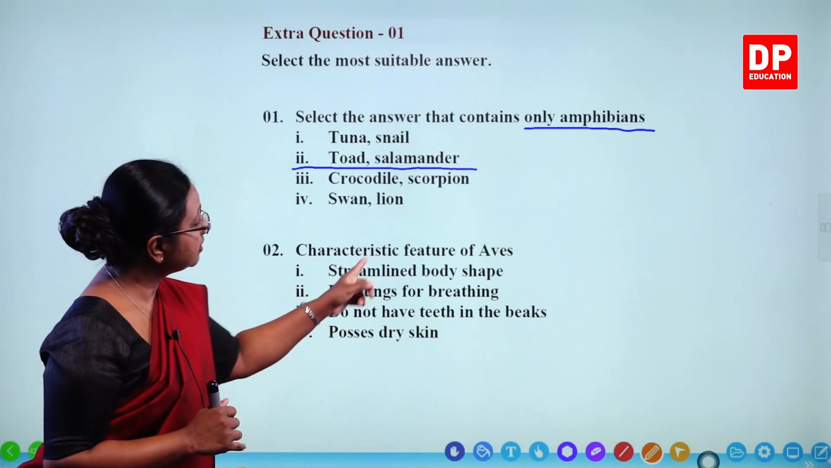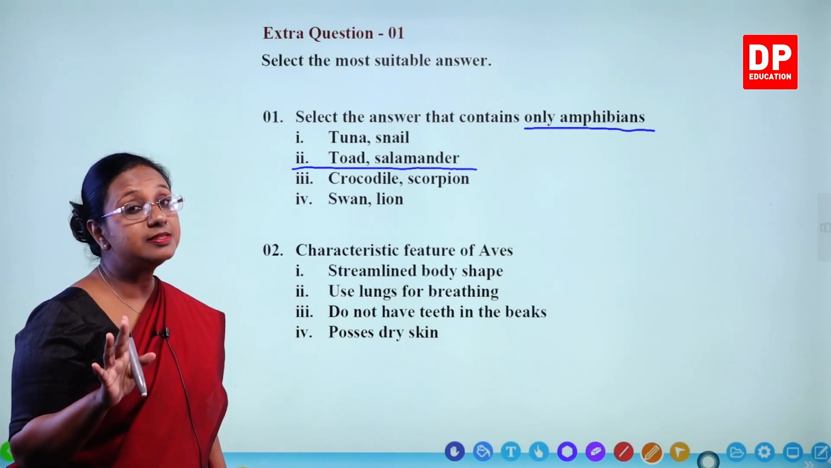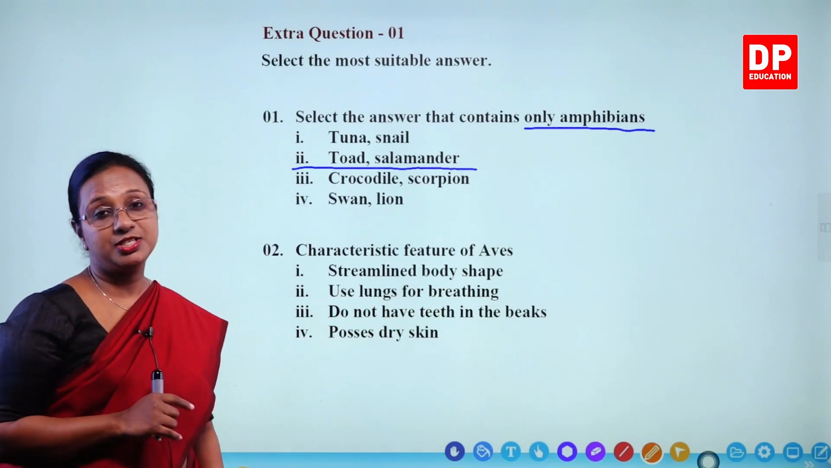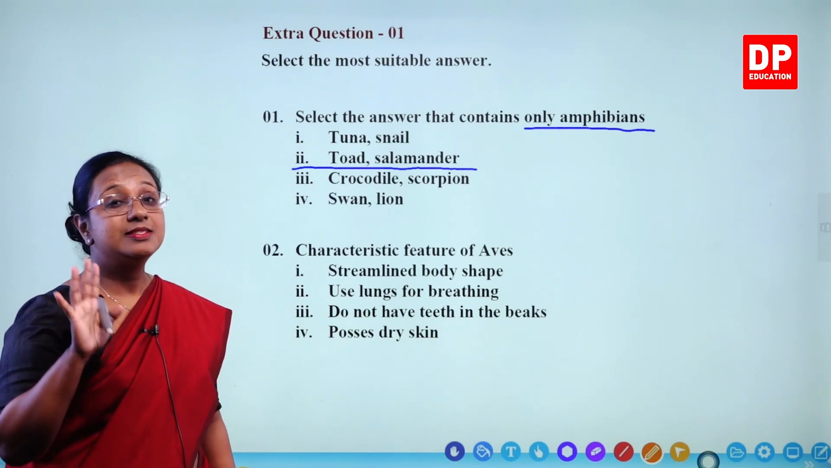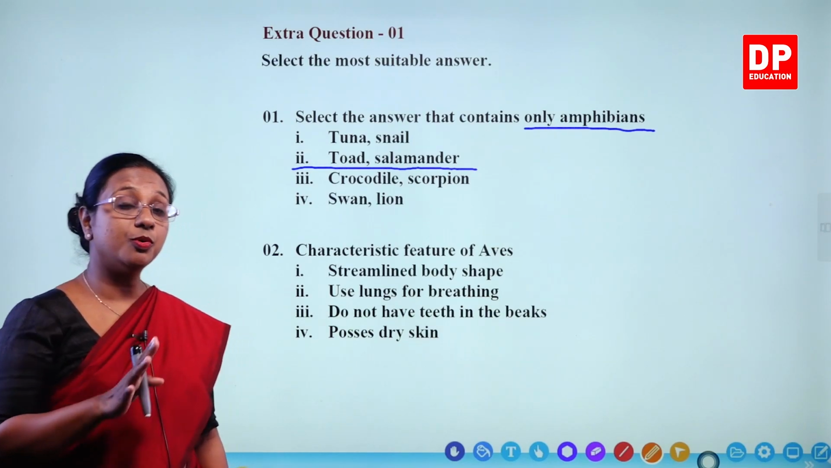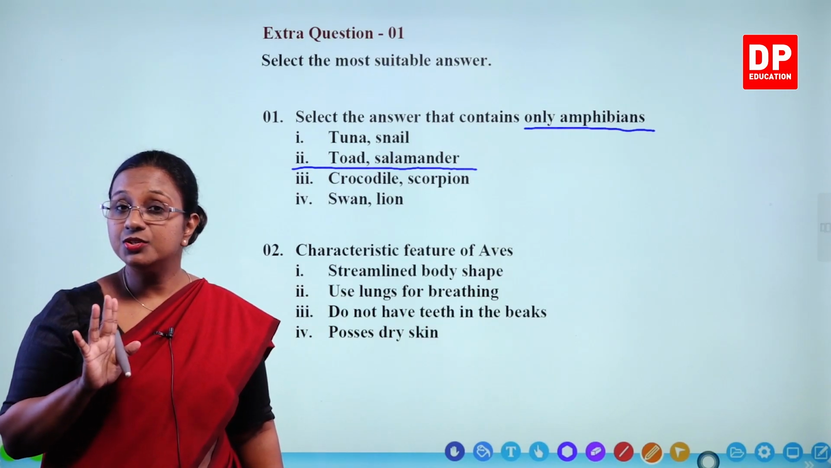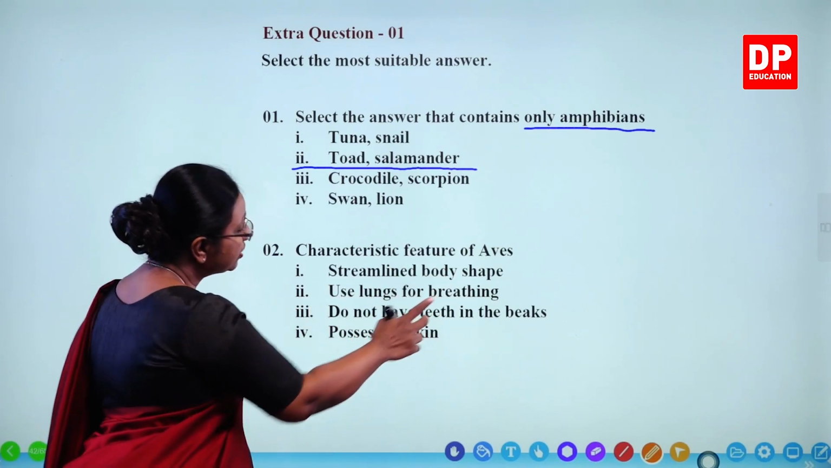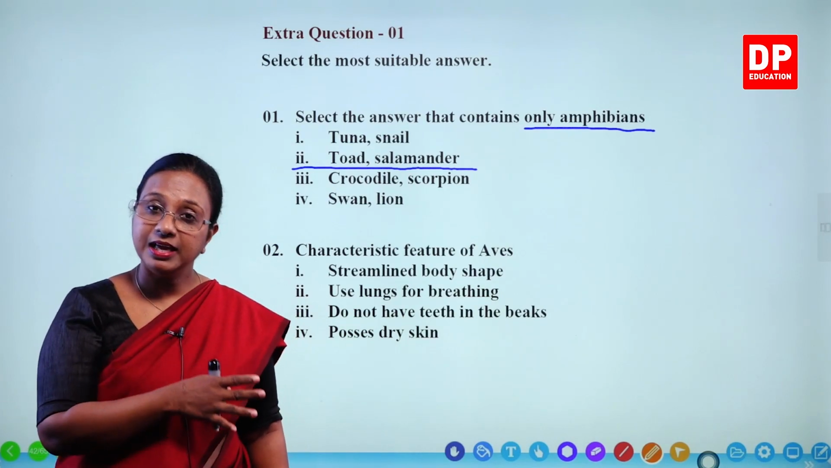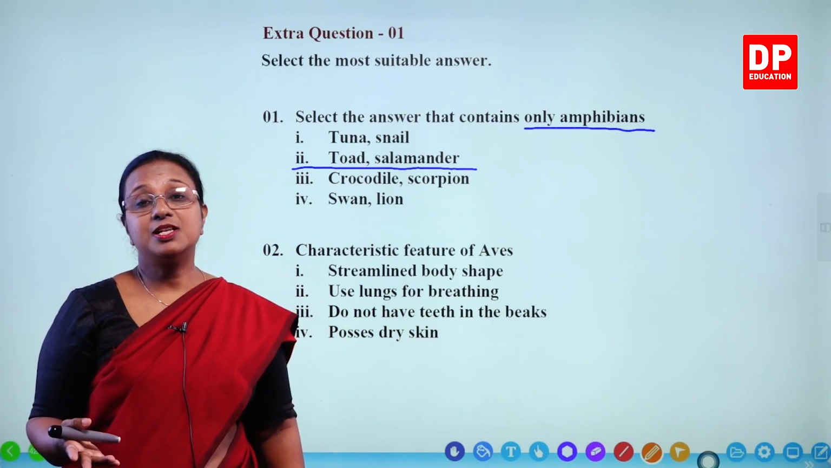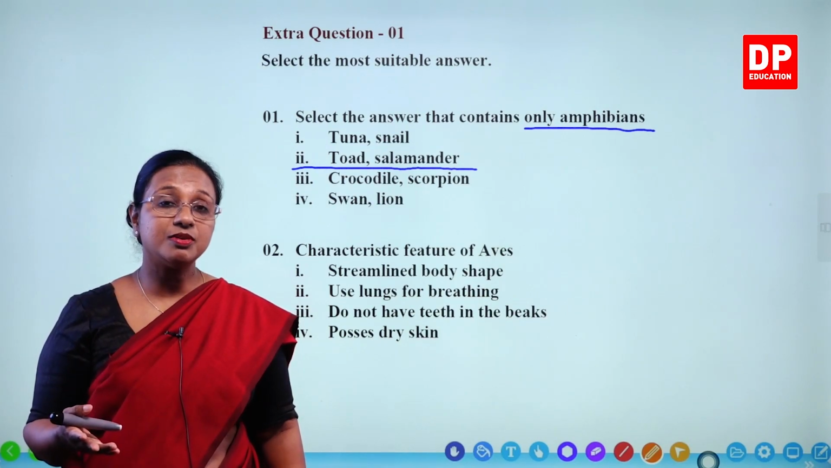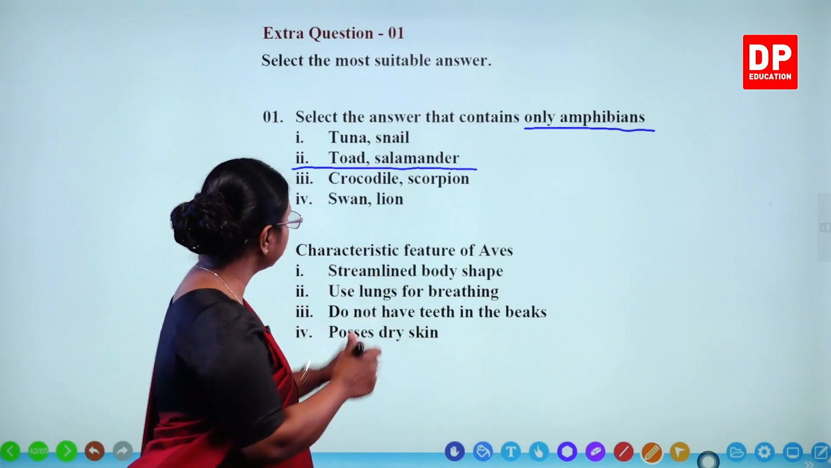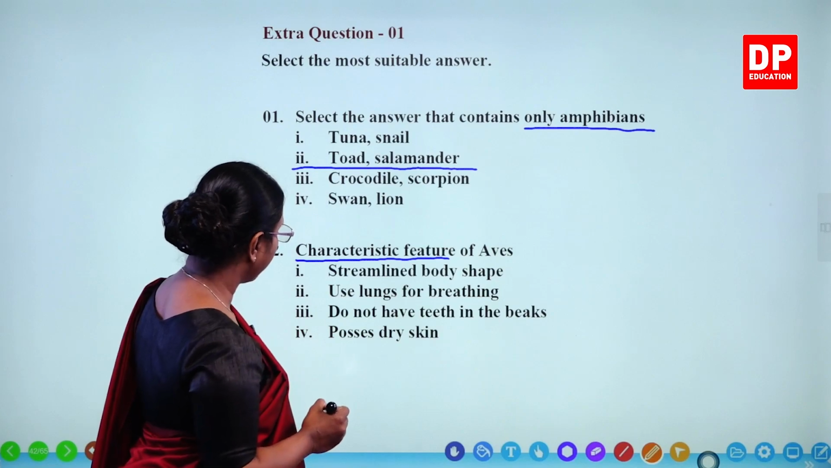Second one, characteristic feature of aves. First answer, streamlined body shape. Now, what did I tell you all? The streamlined body shape is common to both fishes and birds. So, it is not a characteristic feature of aves. So, that is not the answer. Then use lungs for breathing. They do. But again, I told you the reptiles use lungs for breathing, mammals use lungs for breathing, and the birds also use lungs for breathing. So, that is also not a characteristic feature of aves.